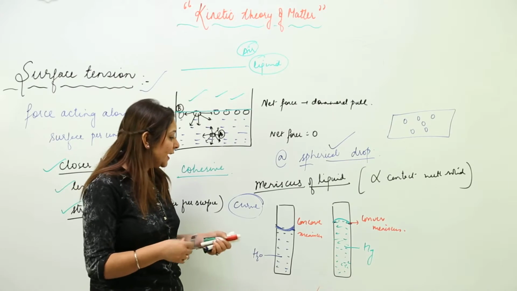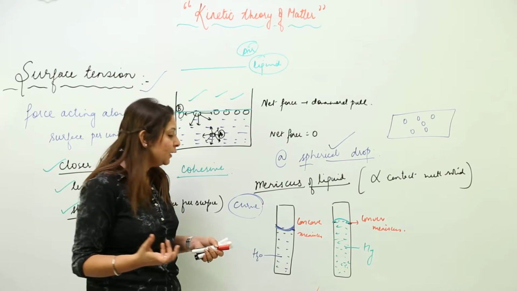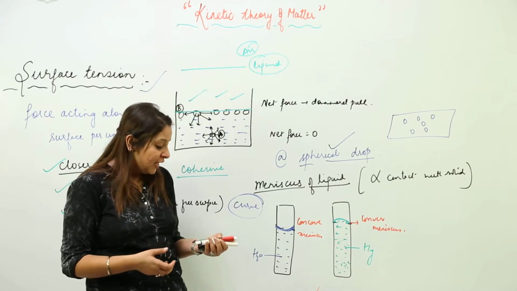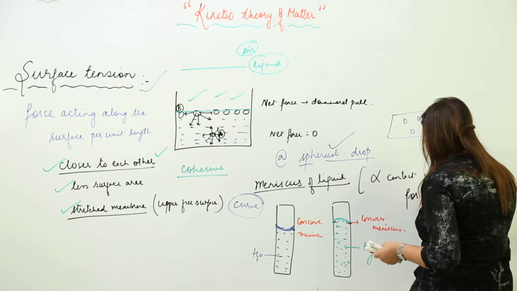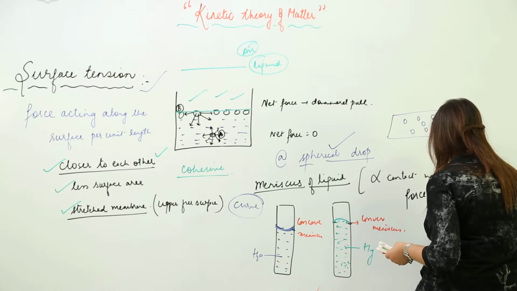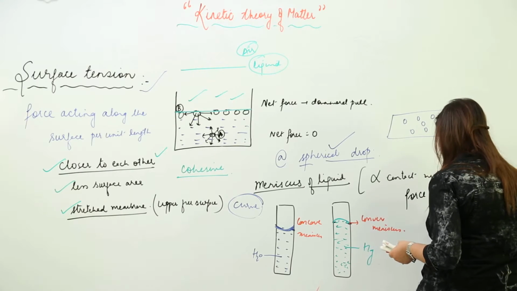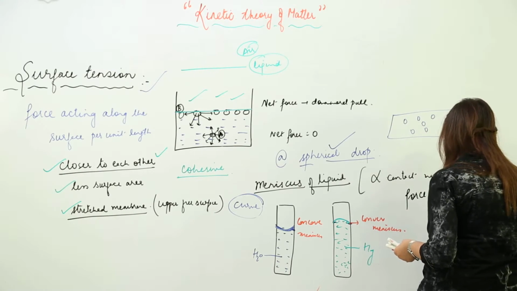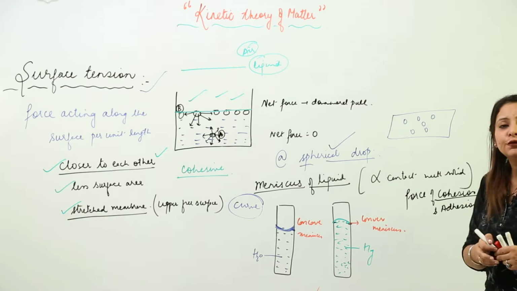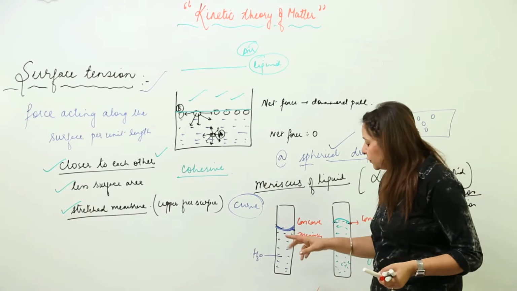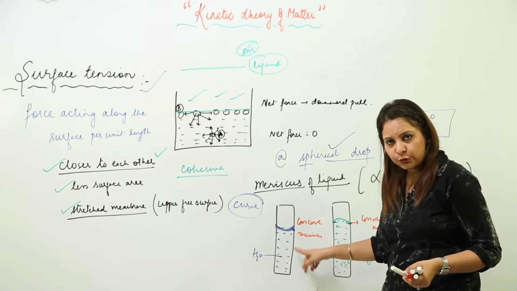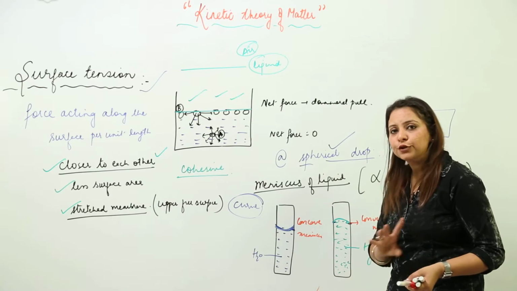Now what is the reason? Both water and mercury are liquids, but still we can see different kinds of meniscus. The reason here again is based on the force of cohesion and adhesion. As I already told you, cohesion is the force that exists between molecules of the same kind. The force that exists among water molecules is the force of cohesion.